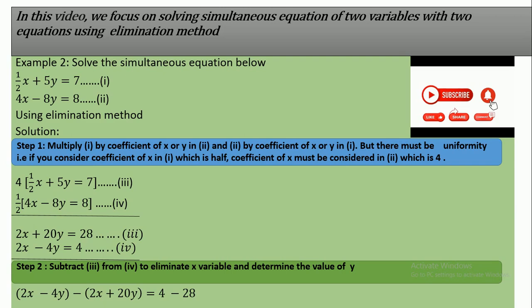So now you have to write equation 4, which is 2x minus 4y, minus, open the bracket, equation 3, 2x plus 20y. So I'm trying to write this based on what I have in the left hand side. The same thing goes to the right hand side. I will write what I have in 4 before writing 3. So that is why I have 4 minus 28.